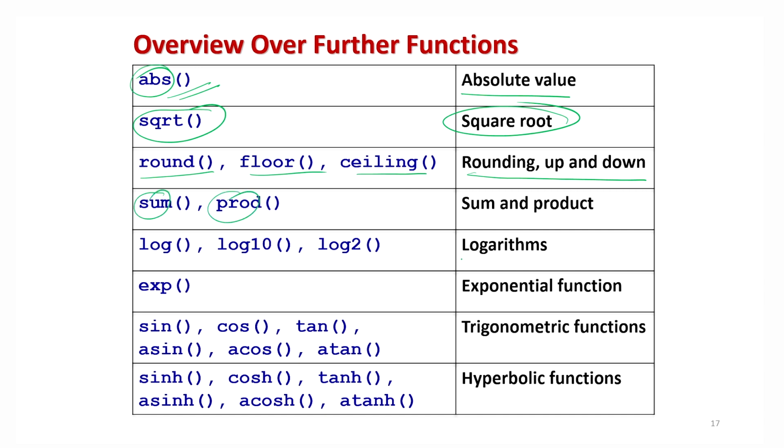Different types of logarithmic functions are defined by log, log10, log2, and there are the exponential function and trigonometric functions: sin, cos, tan, and then cosec, sec, cot are given by asin, acos and atan respectively. Hyperbolic functions like sinh, cosh, tanh, etc. are all available, and there is a long list. I am just giving you an example of what is available.